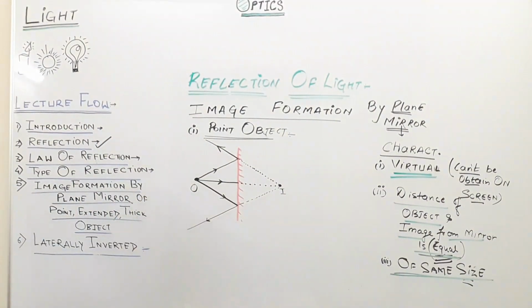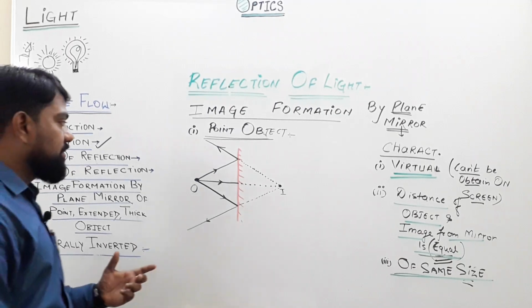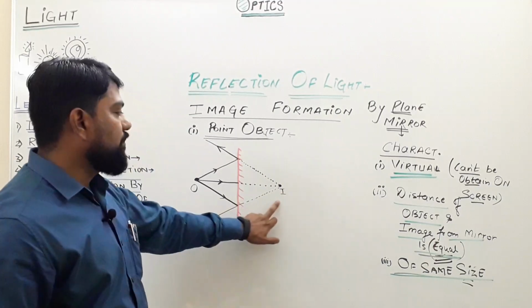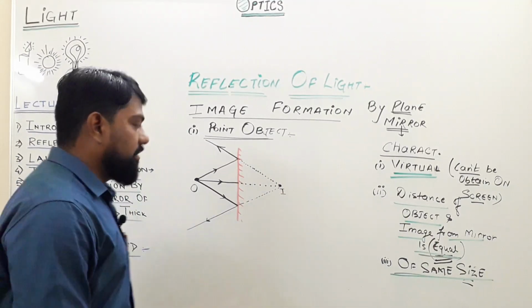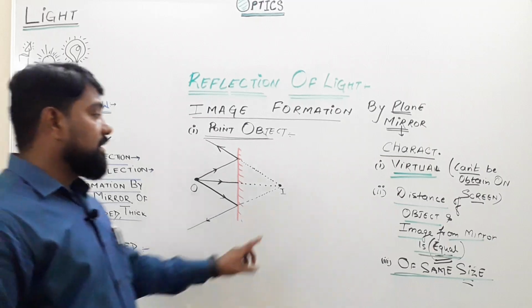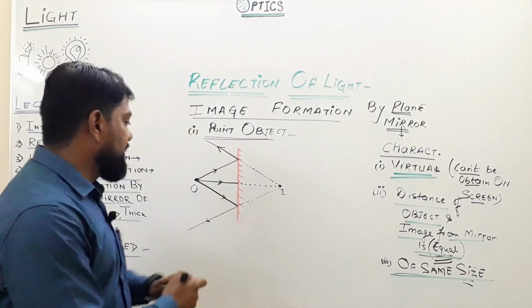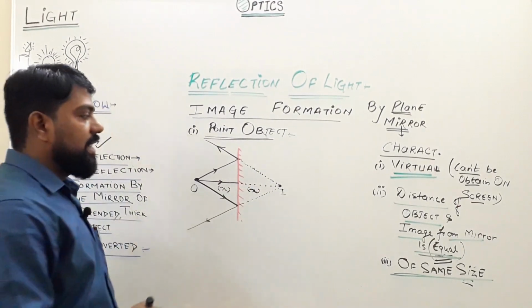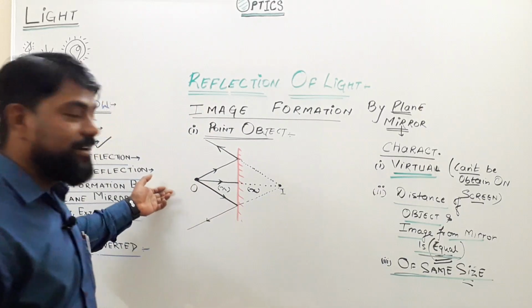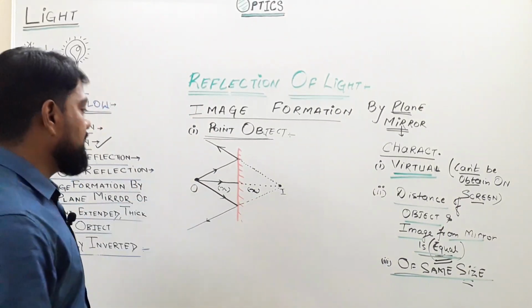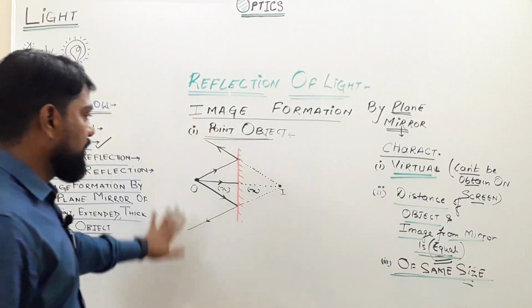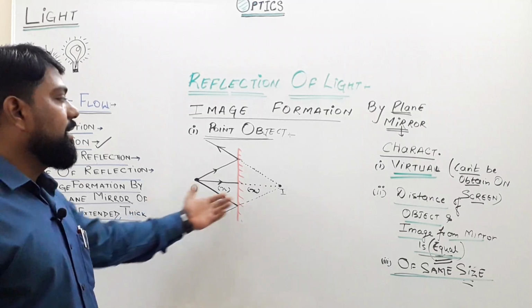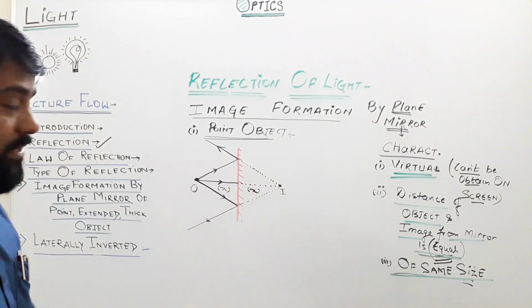So this is the way in which the image of a point object is formed on the opposite side of the mirror. As you can see, the image is virtual. If the distance is x, then this will also be a distance of x, and it is of the same size. We are talking about a point, so size doesn't make any sense. So point image, point object. Is it okay to all of you? So in this way, the image forms of any point object.